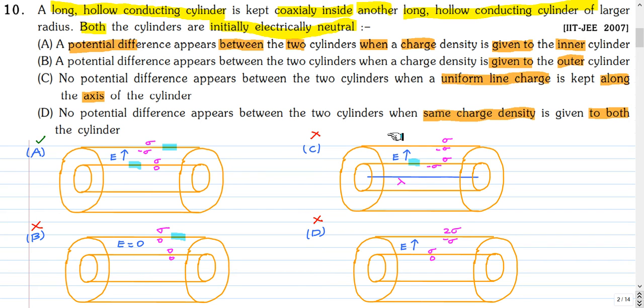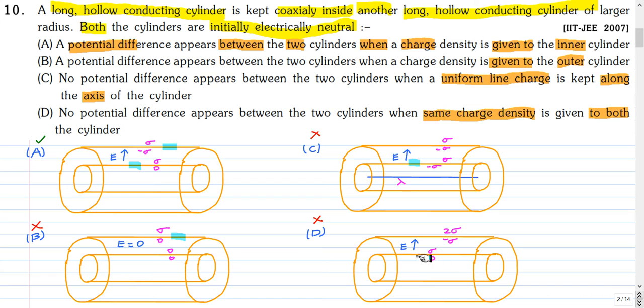Option D, no potential difference appears when the same charge density is given to both the cylinders. When a surface charge density of sigma is given to the inner cylinder, it will go to the outer surface, and this will induce a minus sigma on the inner surface of the outer cylinder, and there will be a surface charge density of 2 sigma on the outer surface of the outer cylinder, because the net charge density is sigma.